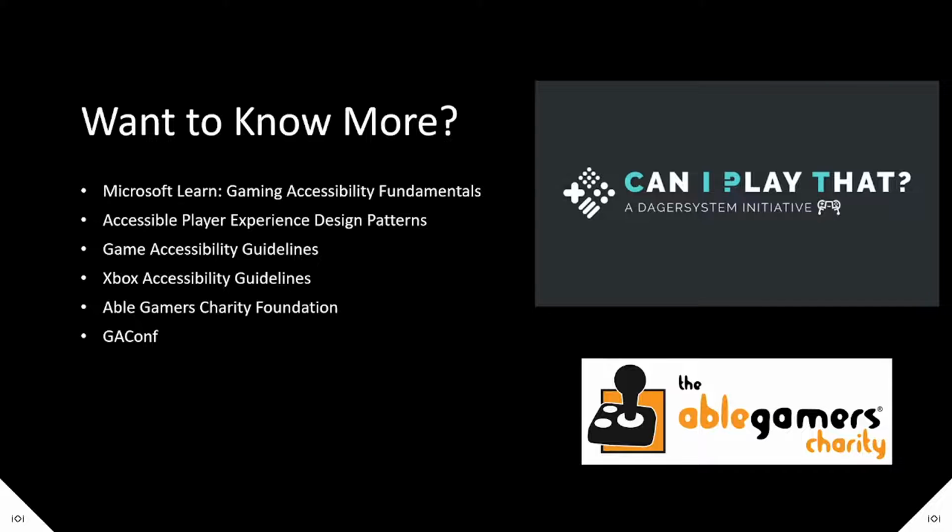Check out the accessible play experience design patterns online. So I think if you just Google APX or accessible player experience, that will take you to the website and all those design patterns, and you can order the cards from them as well. I think it's a really great source of information.